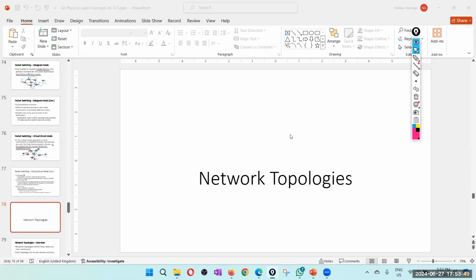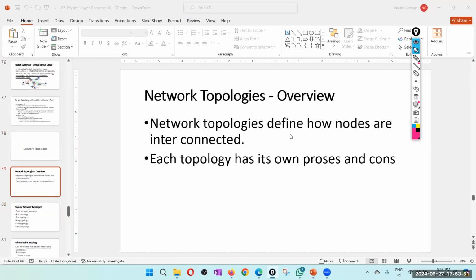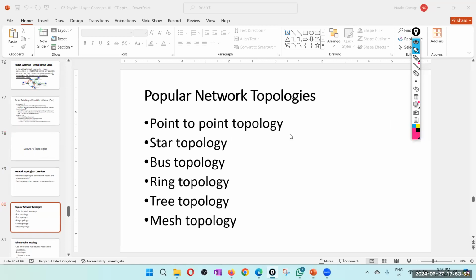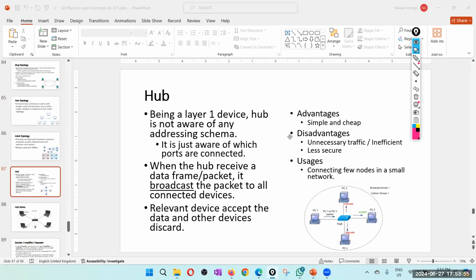Then of course the network topologies, that is the easier thing. Star, bus, ring, tree, and so on. And how the hub works. A hub is a device based on the physical layer, which is a very dumb device, but for small networks we can use it.